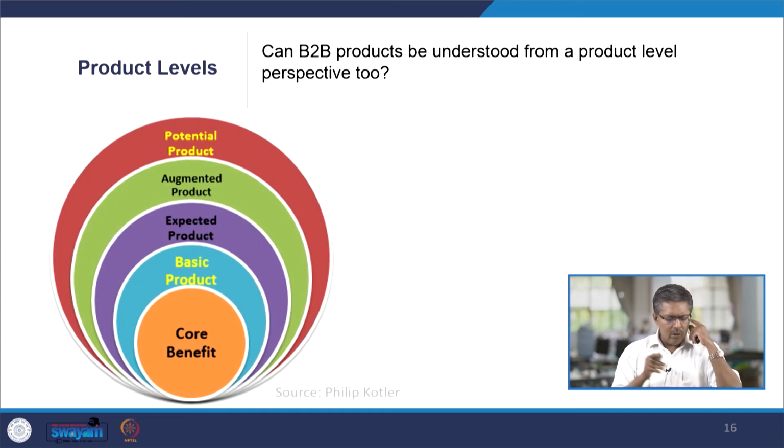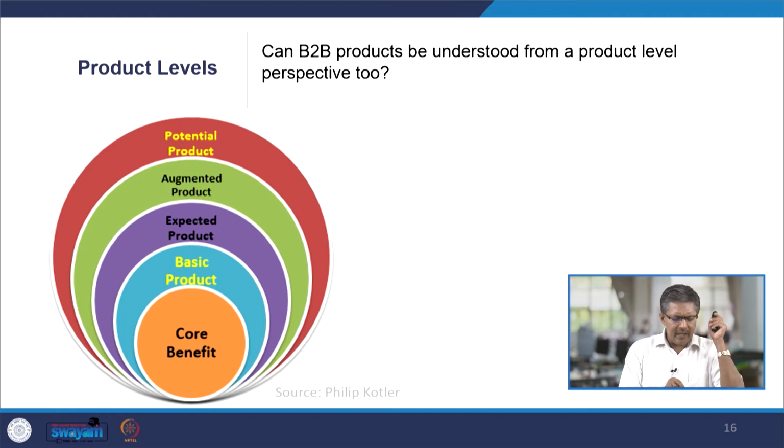Let us see. As Kotler had mentioned, a product can have a core benefit, then a basic product, then an expected product, then an augmented product, and finally a potential product. So, he says that every product, even a small product, for example a cosmetic or a soap or anything, can be divided into these 5 levels and understood through them. And if you understand these 5 levels, then it will be very easy for you to go to B2B products in the same way.